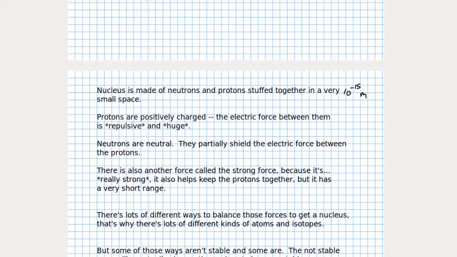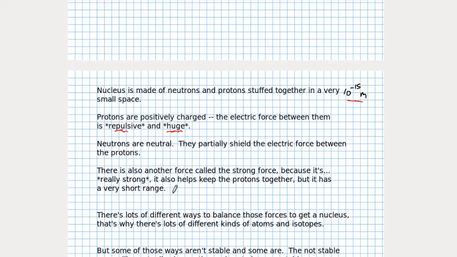The protons are positively charged. The electric force between those positive charges is repulsive, meaning it tries to push them apart, and it's enormous because they're all the same positive charge, pushing each other apart, and they're really close together. Put those two things together and you've got a force that's trying to push them apart that's enormous. Okay, neutrons are neutral, hence the name, so they don't have electric charge. So they don't have a force that's trying to push them apart. And because they're in there in the nucleus, they partially shield that electric force between the protons. So part of the reason that the nucleus is stable is because the neutrons are there and they're reducing the effect of that enormous electric force between the protons.